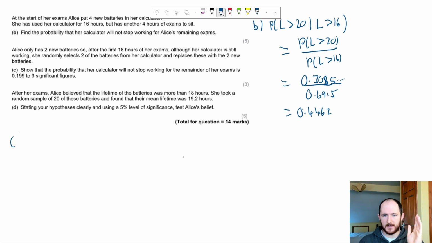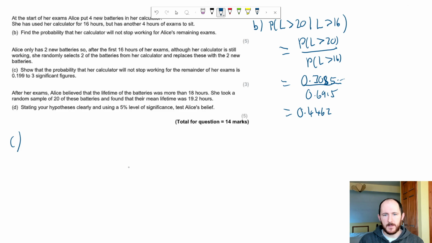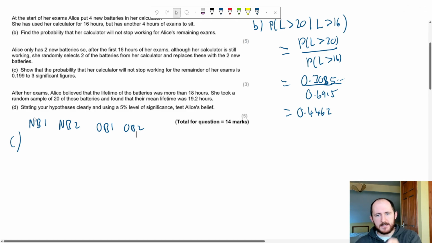So, here's the thing. We want it to not stop working, so we're looking for the probability that it doesn't run out of battery. So here's what I would do. We have 4 batteries in total. We're going to work out the probability that each of them doesn't fail. So let's just assume that we have new battery 1, NB2, and then we have the 2 old batteries. Again, it doesn't actually matter the order in which the batteries are because it doesn't make a difference. But the idea is we have 2 new batteries and we have 2 old batteries.